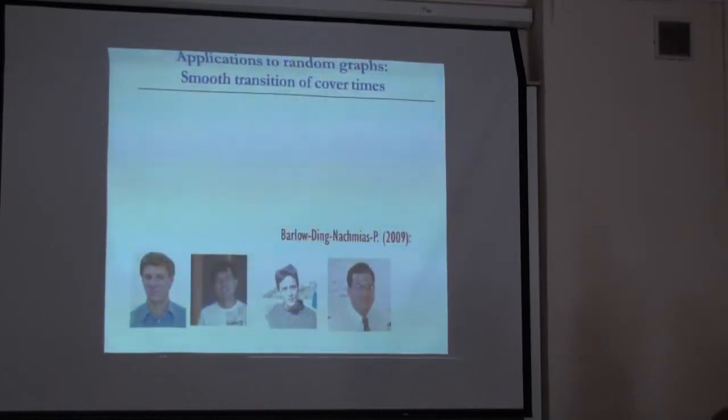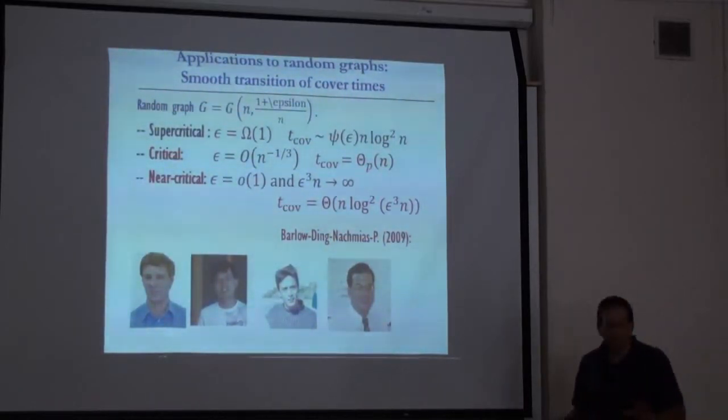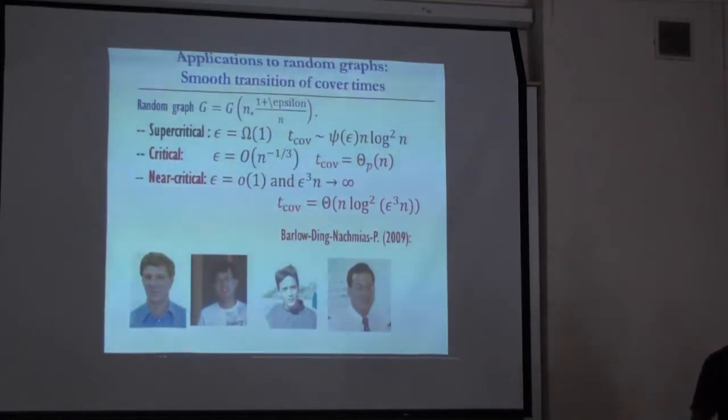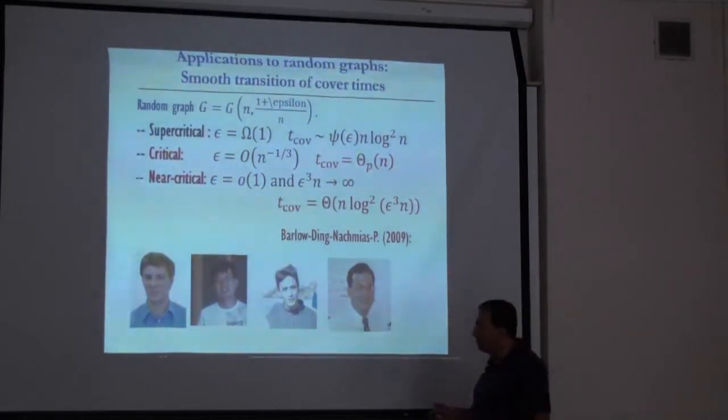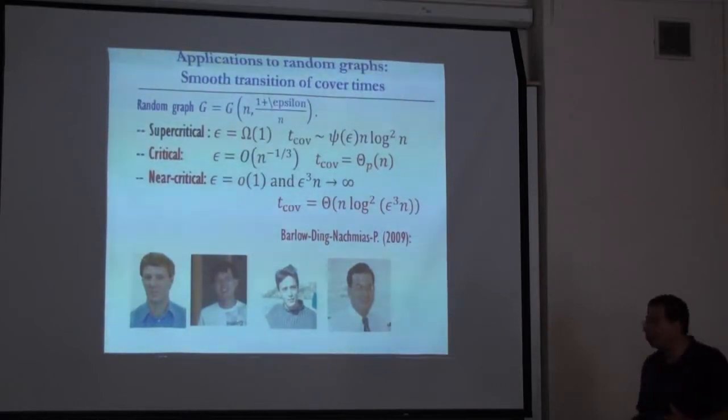So this motivated work with Martin Barlow, Jian Ding, Asaf Nachmias, where we analyzed, again in great detail, the cover time of near critical random graphs. I won't tell you the details of this, but the point is we understood how the transition happens between the supercritical and the critical cases, and in order to analyze it, we had to use some methods that Martin Barlow had developed earlier to analyze local times of stable processes, Levy processes. So we really were looking at the classical theory of local times for Markov processes.